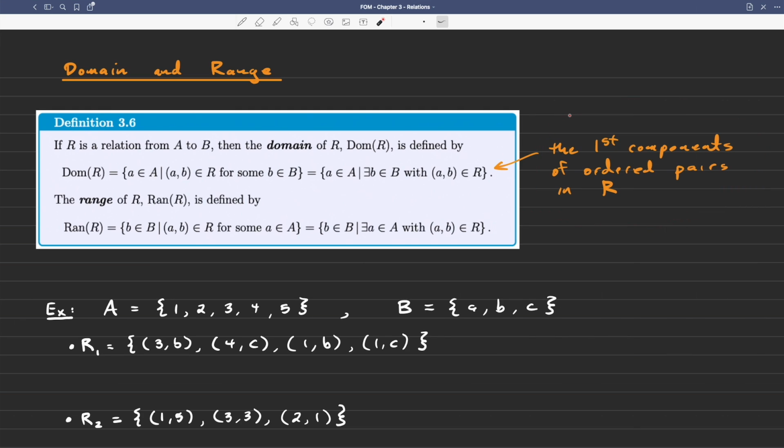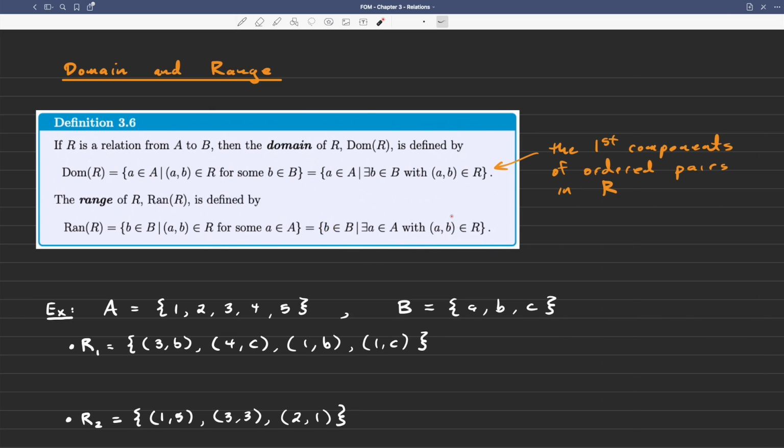And similarly, the range, which has this notation here, RAN of R, is this set. It's the set of all b's in big B for which there exists an a in the set big A where a comma b is in the relation. So b here is the second component, right?